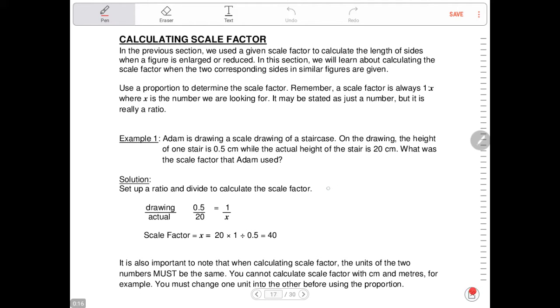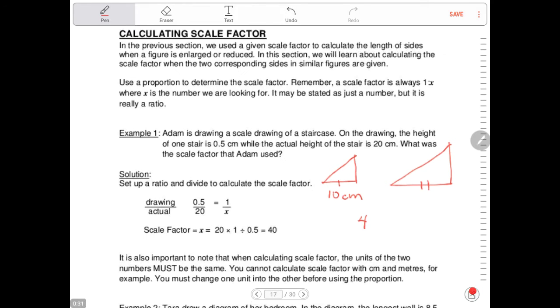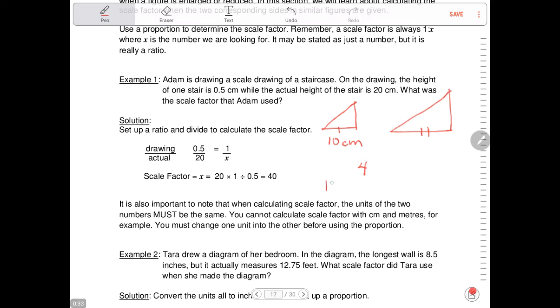a shape, I'll go again with a triangle. It's just easy to draw. And let's say this side was 10 centimeters. And I told you the scale factor was 4. And so I'm saying to you now, what is the new length of the similar side? Well, all you had to do was take 10 centimeters, multiply it by the scale factor, and that would tell you the missing side or the new side, and that would give you 40 centimeters.